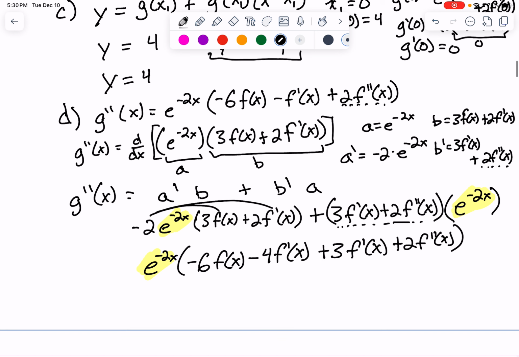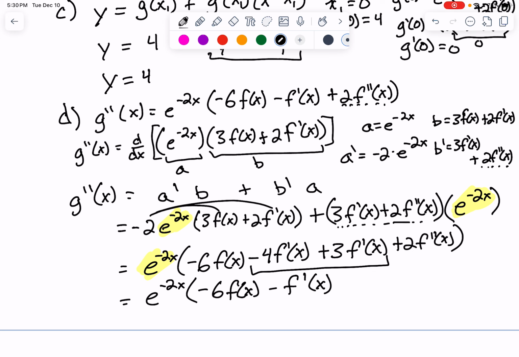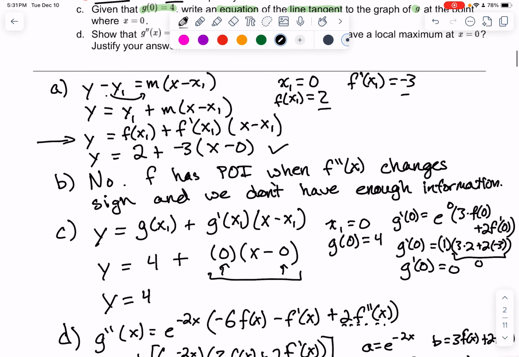We're pretty much there. This final step is just a little bit of simplifying here because these two terms are like terms. They're both multiplied by f prime of x. So I could say that's negative 6f of x minus 1 f prime of x, or just minus f prime of x, plus 2f double prime of x. There we go. And now it's complete, the whole problem.